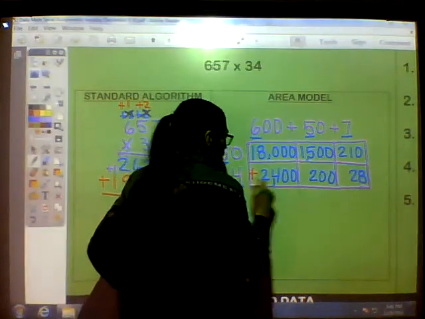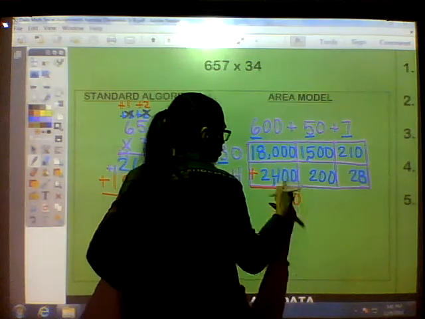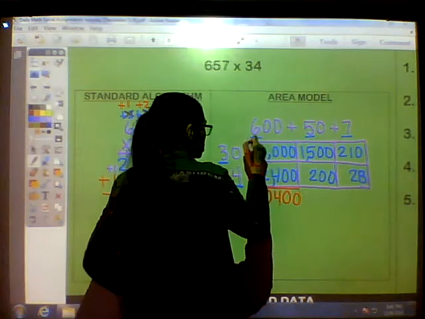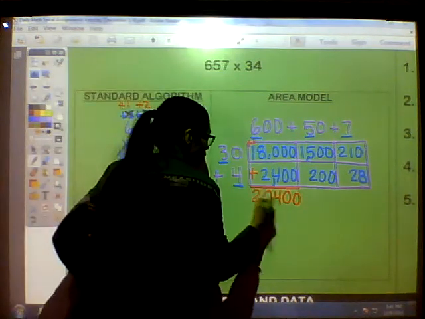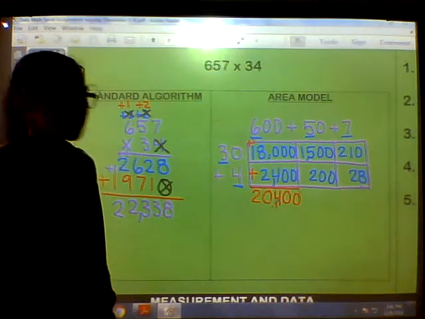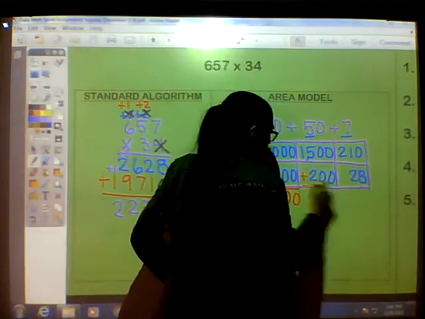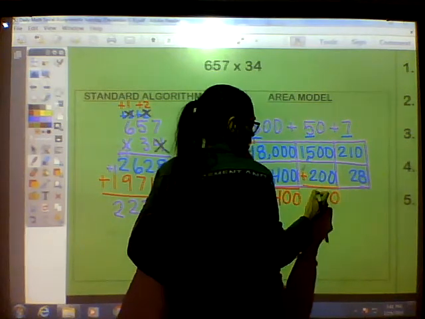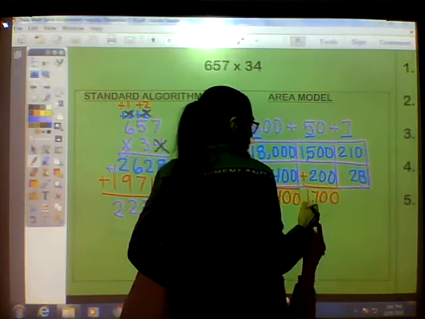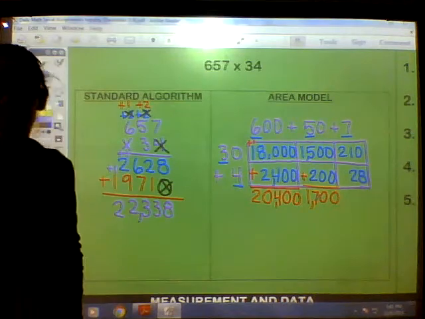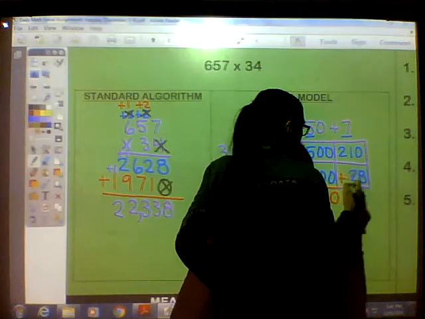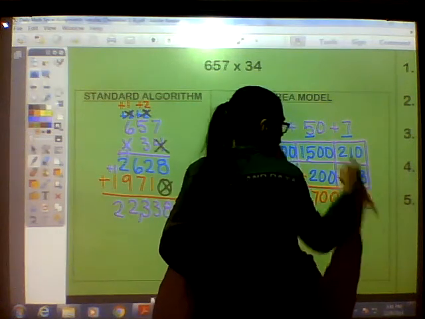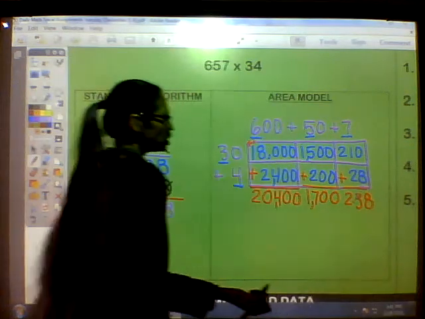So let's add this one right here. 0 and 0, 0 and 0, 0 and 4 makes 4, 8 and 2 makes 10, 0 plus 1, and 1 and 1 makes 2. Comma right there. All right, are you good with that? The next one. We'll add these two numbers together. 0 and 0 makes 0, 0 and 0, 0, 5 and 2 makes 7, and then bring down that 1, 1,700. And the last set of numbers, 210 plus 28, 0 plus 8, 8, 1 plus 2, 3, and bring down that 2, bam, right there, 238.